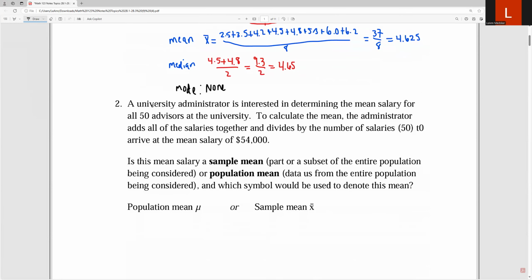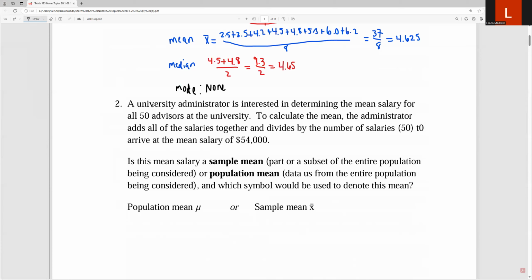Okay. And then the only other one in section 2B1 is just making sure we understand if something is a population mean or a sample mean. So the question becomes, did they use every data point in the group that they're looking at? If they do that, that's a population mean. If they take a smaller sample of that group and do the average of that, then that would be a sample mean.